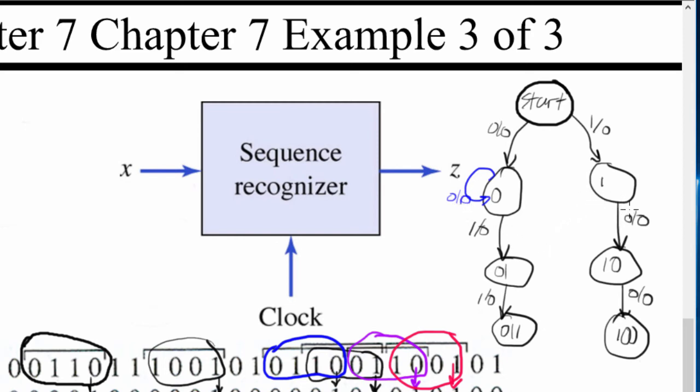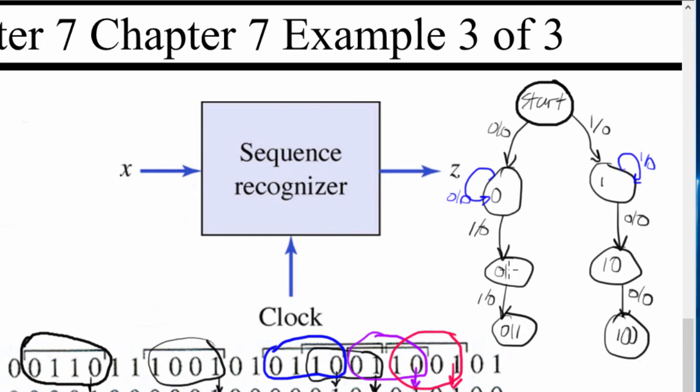Now here, if we get a 1, we don't value a 1, 1 anywhere. So we're just going to stay here if we get a 1. See, here we're valuing a 0, 1, 1. Here we're valuing a 1, 0, 0. Not the double 1, 1 or the double 0, 0.